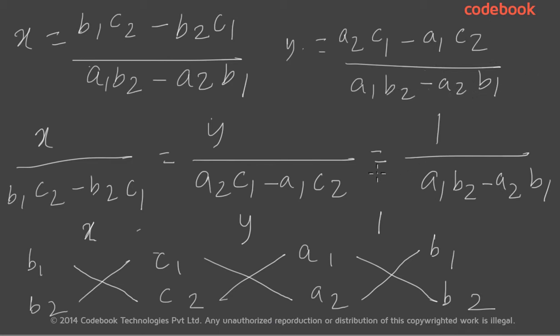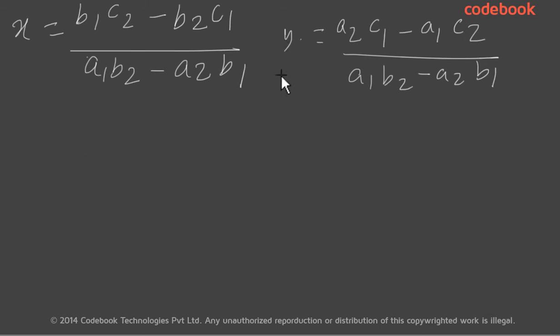If you remember, in the earlier lessons we discussed the relationships between the solutions of two equations and the coefficients of its variables. We can actually deduce those relationships again here by looking at these expressions. Let's see how we can do that. These are your x and y values. For these values to be defined, the denominator should never be equal to 0. So there are two cases: either the denominator is 0 or it is not 0.